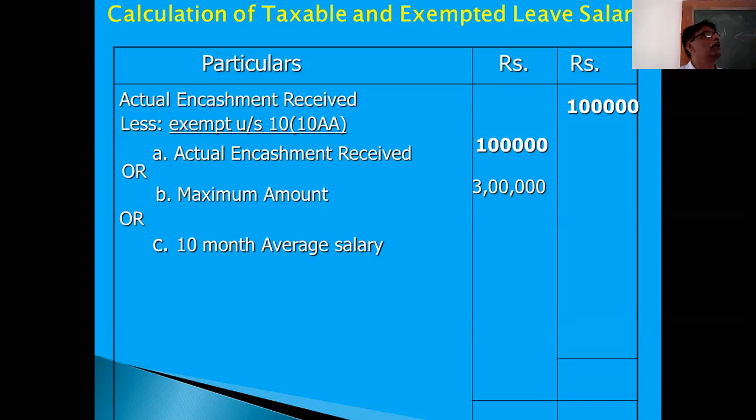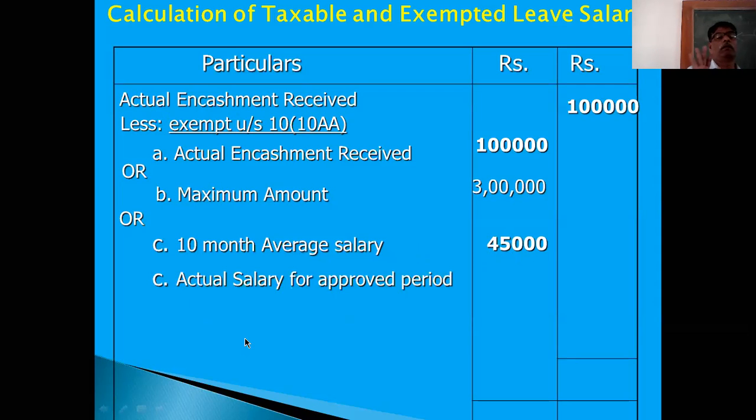That 10 months salary is based on the average salary of the last 10 months. It is simply nothing but the last drawn 10 months salary. And the monthly salary of 4,500 is given in the problem. You multiply by 10, it will be 45,000. 10 into 4,500 is 45,000. Then next point, fourth point, actual salary for the approved period of leave.